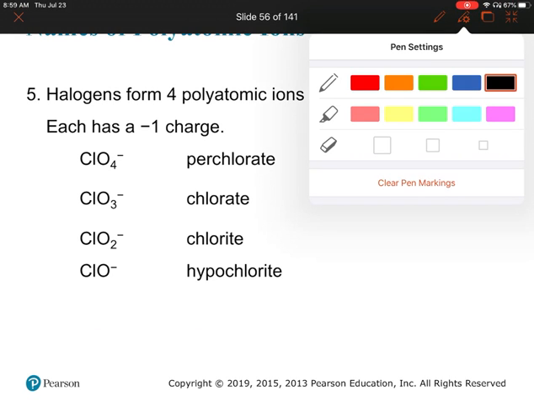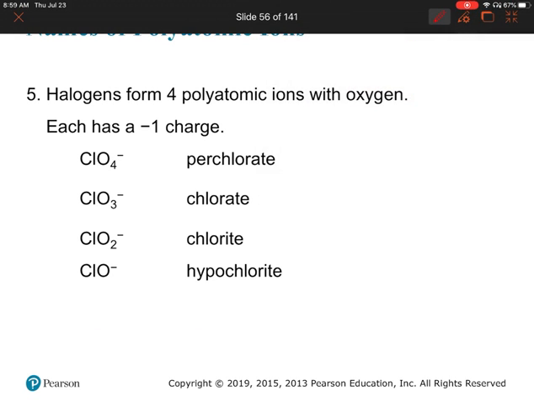If we start with chlorate, which is ClO3 minus, notice that originally chlorate has 3 oxygens. Now if we take away one of those oxygens, so we have ClO2 minus, the ending becomes chlorite. That rule is very similar to what we saw before. But what about ClO4 minus or ClO minus?